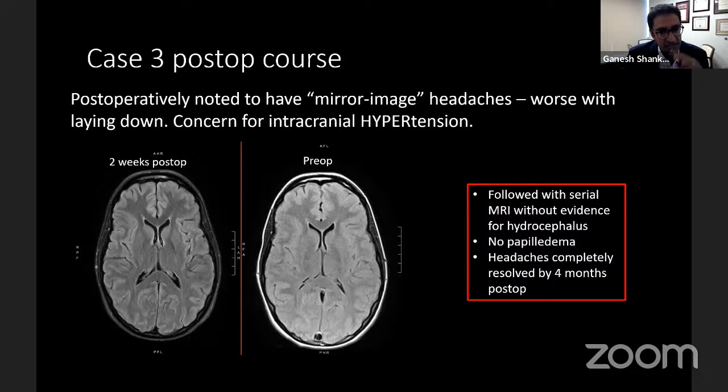She was able to manage her headaches, and then they ultimately resolved by about 3 to 4 months, but definitely it took time for those headaches, those mirror image headaches, to resolve. And we also confirmed that she did not develop intracranial hypertension by having her see neuro-ophthalmology to evaluate for papilledema.